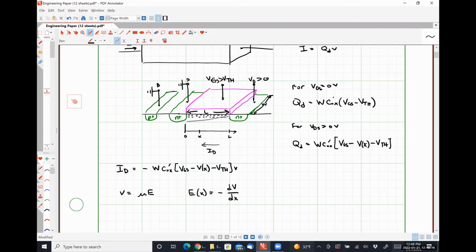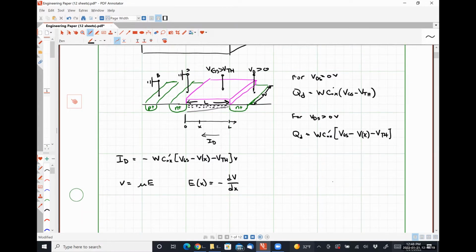If we substitute these two relationships into our drain current equation, we find that ID is equal to positive W Cox (VGS minus V of X minus VTH) times mu n, since we're dealing with electrons, multiplied by the derivative of the positional potential with respect to position.